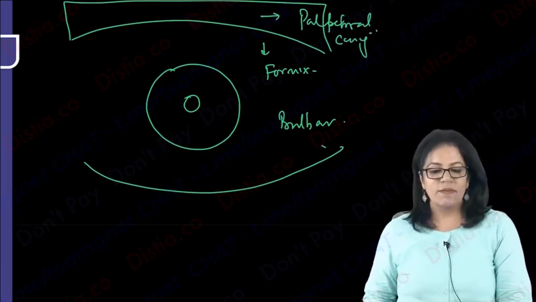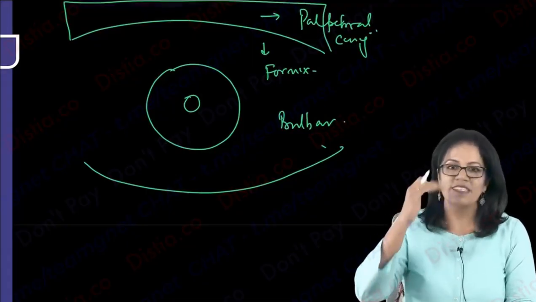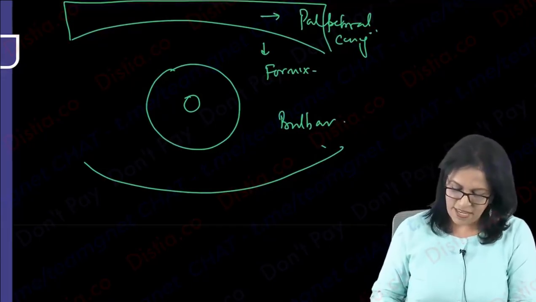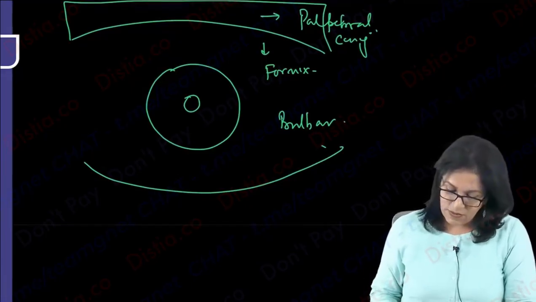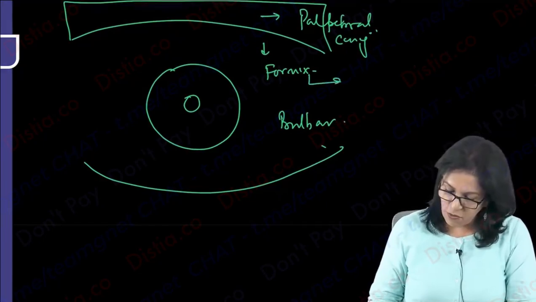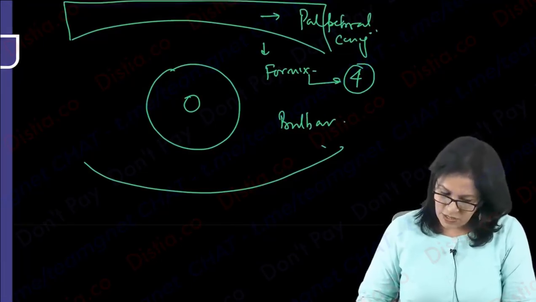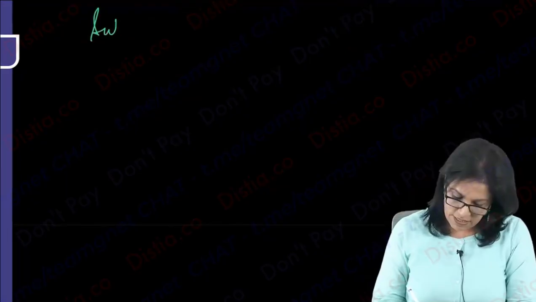Okay. Next important thing that we will learn is that when you see fornix, how many fornices are there? Please don't answer two. There are 4 fornices. Even fold of conjunctiva is on the medial and lateral side. So we will learn 4 fornices. And very important, superior one is the deepest. The superior fornix is the deepest.